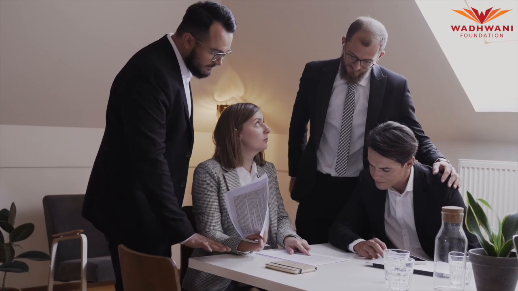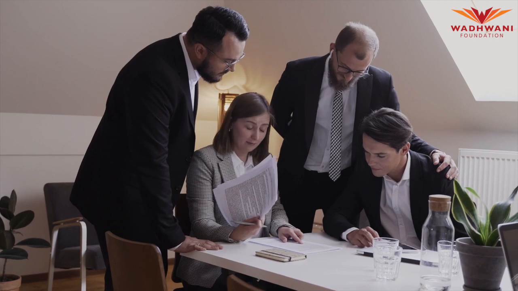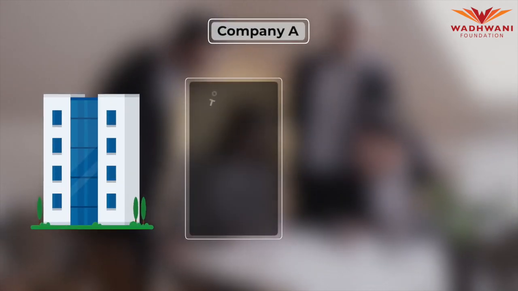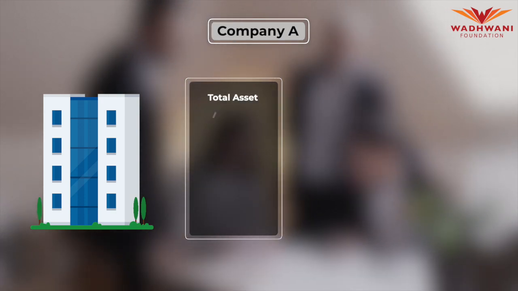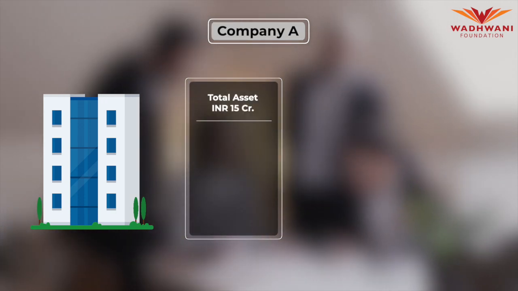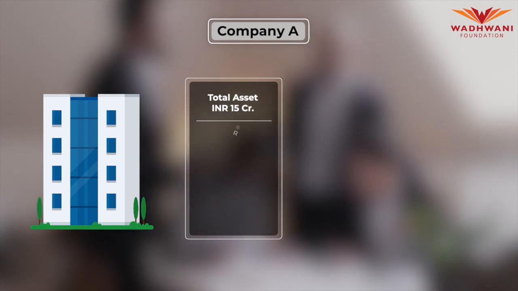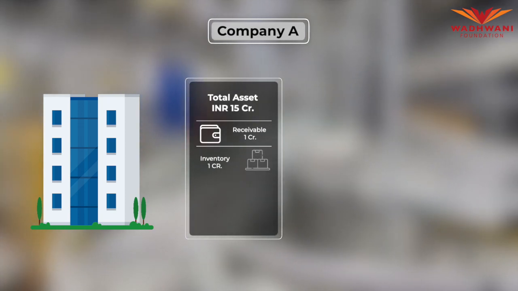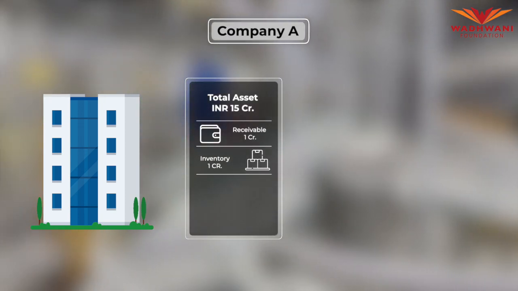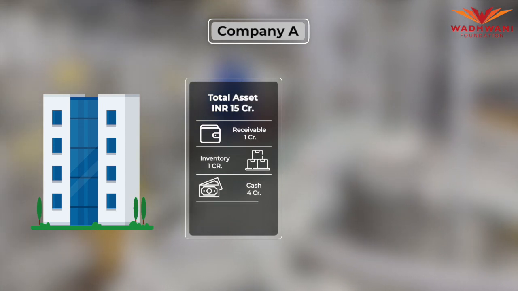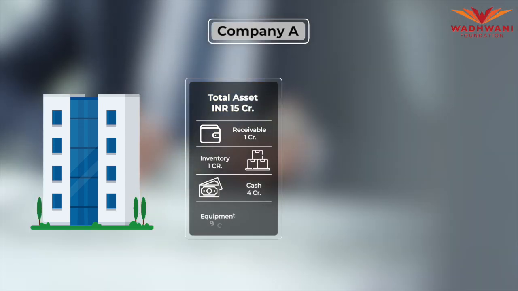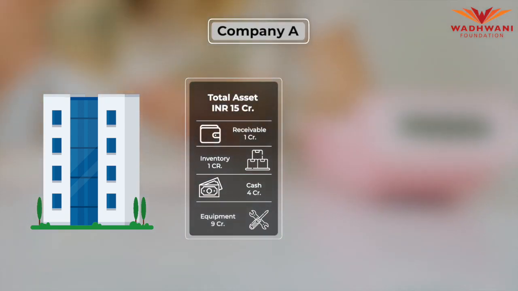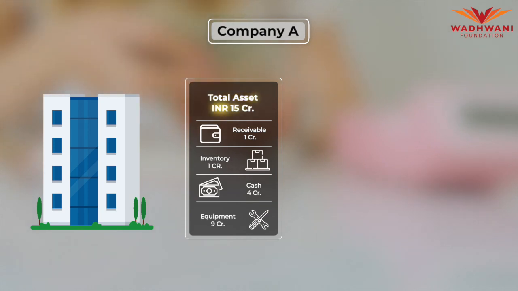Let's take an example straight away, before we look at the formula. Say there is a company A, and company A has a total asset of 15 crore. When I say total asset, it is basically 1 crore of outstanding from the customer, 1 crore of inventory in his warehouse, 4 crore cash in the bank, and the total equipment that he has in the factory is worth 9 crore at this point in time. So the total asset is 15 crore.